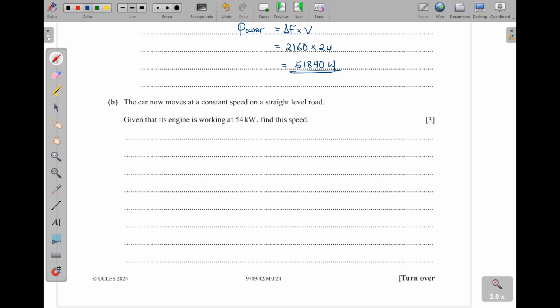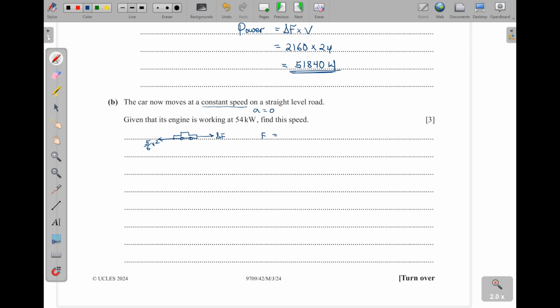Then part B, the car now moves at a constant speed. We should know that acceleration is what? 0. On a straight level ground. Now we have this car here on a straight level ground, okay? So we have the driving force taking it forward. Then we have the resistance to motion. Remember, it is kV squared, but our k is 5 over 6 V squared. And then they are telling us that given that its engine is working at 54 kilowatts, find this speed.